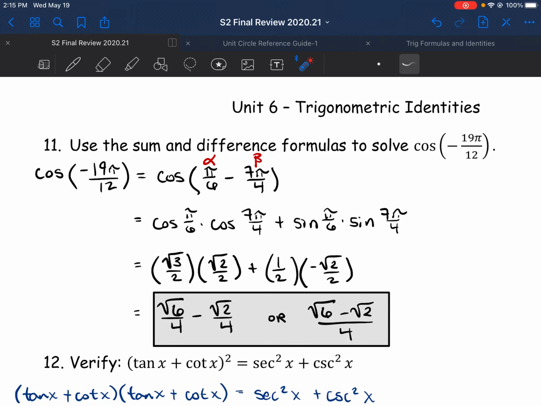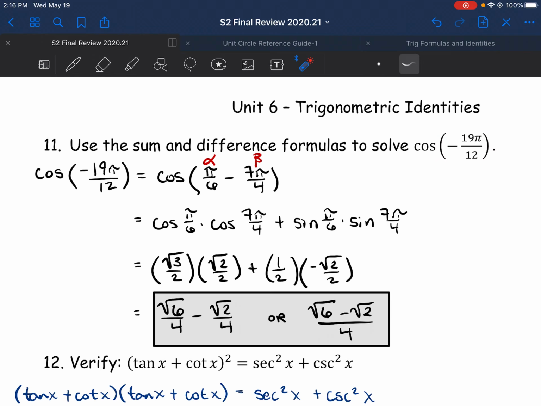So number 11, our first problem here in the Trig section, says to use the sum and difference formulas to solve the cosine of negative 19 pi over 12. You're going to notice that negative 19 pi over 12, you're not going to find that anywhere on our unit circle. So we need to find a combination of angles, either through addition or subtraction, of angles that are on the unit circle to give us negative 19 pi over 12.